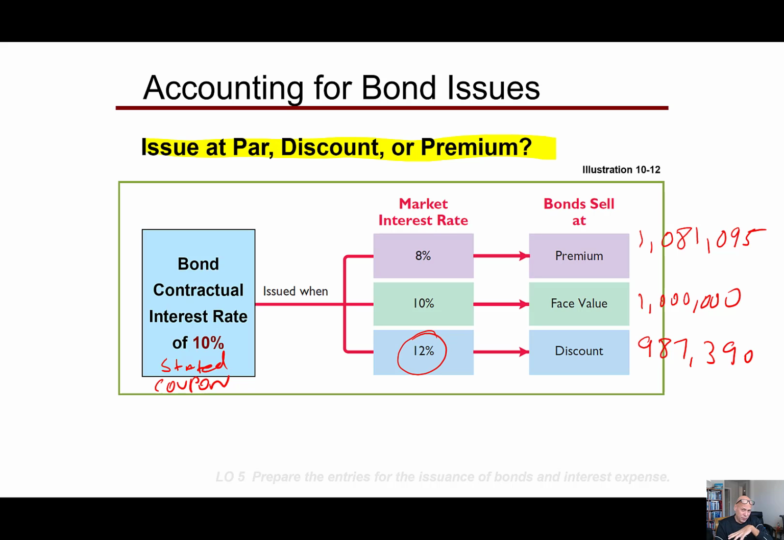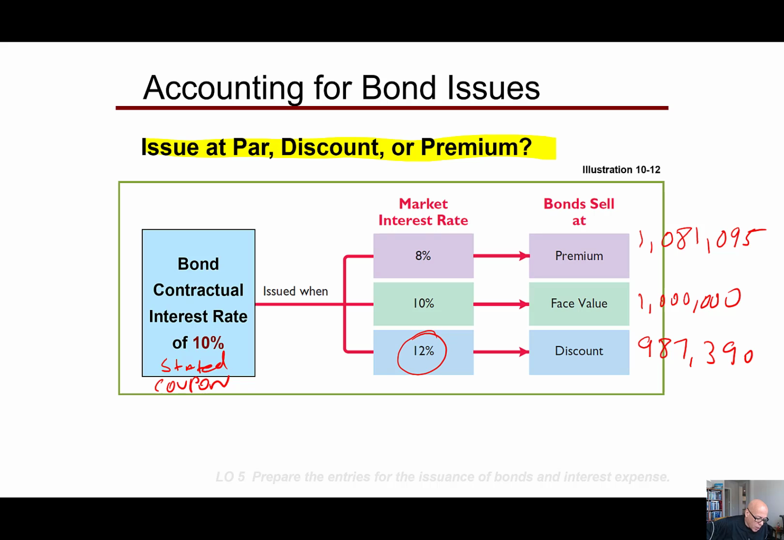What you have to do is pay more than face, this 1,081,095, whatever. You're going to have to pay me more than the face, and when the bond matures, I will only give you back the $1 million. That's catching me up now for all that time that I paid out a contractual interest rate of 10%, when in fact the market was only requiring an 8% return at that time.